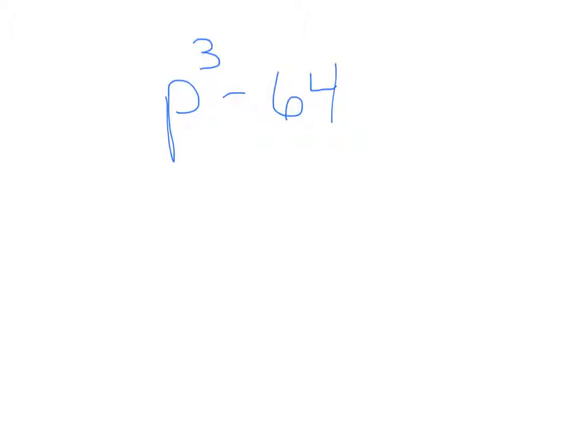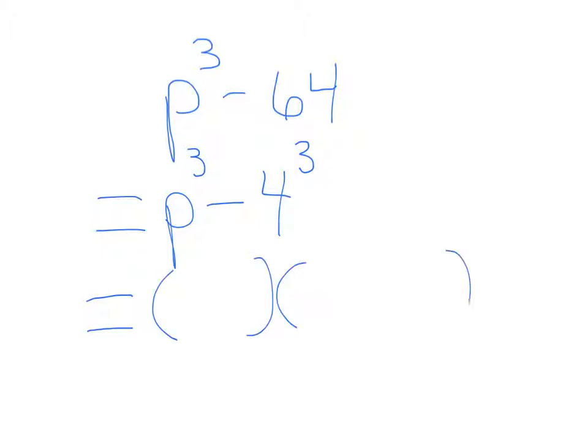Here's the difference of two cubes example. There's no GCF, and I recognize that we have p cubed minus 4 cubed, because 4 times 4 times 4 is 64. So essentially it's the same as the last problem. I will fill in my binomial times my trinomial. I'm going to fill my signs in, same, opposite, always plus.